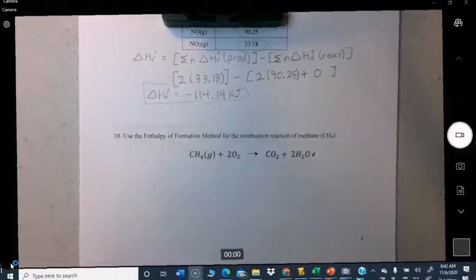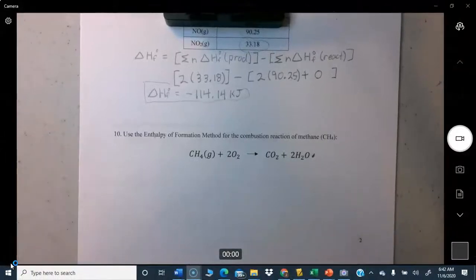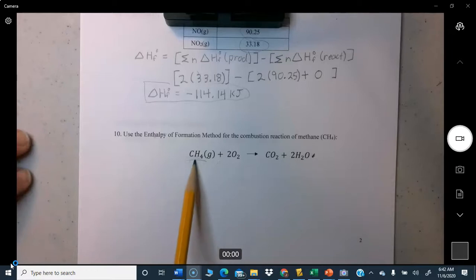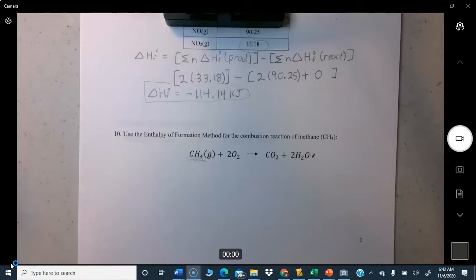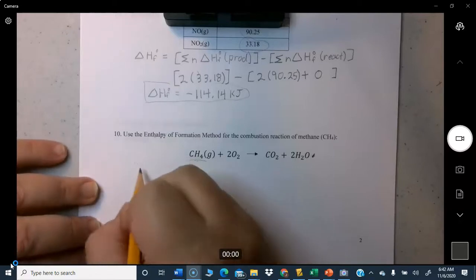Okay, let's get rid of that. Okay, this is already a balanced equation. I believe I balanced all the equations in this assignment. Okay, so let's use the enthalpy of formation for methane. You're not finding the enthalpy of formation, you're using the enthalpies of formation to find out how much heat, how many kilojoules come out of this reaction. Okay, so let's be clear what we're talking about, alright? So let's go ahead and write the formula.